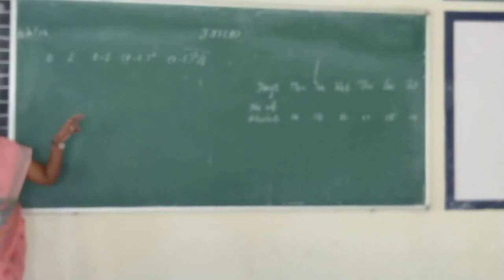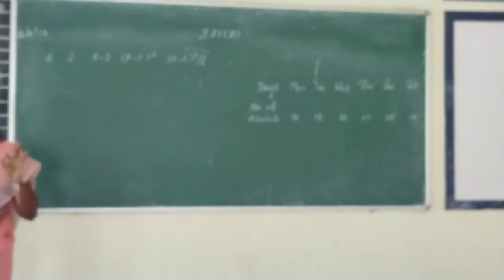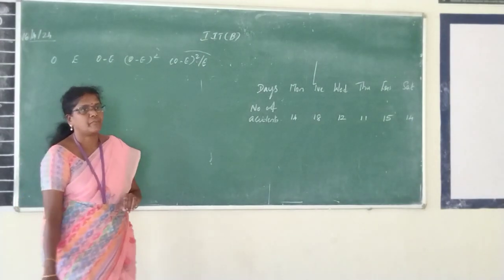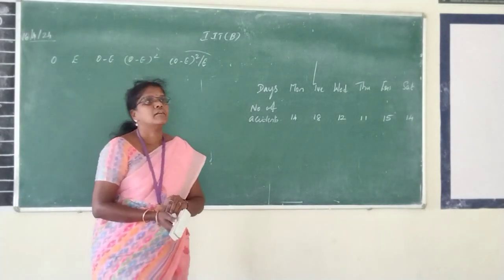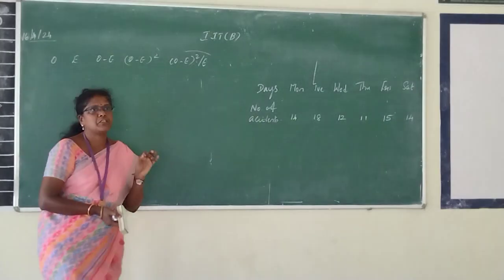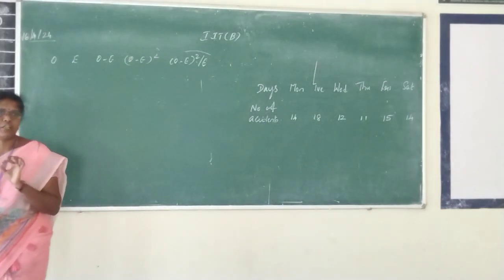So on Monday how many accidents are happening? 14. Tuesday? 18. Saturday? 14. You can understand what the data given is. Now what will be the H0 assumption? What are you supposed to check? You have to check whether the accidents are uniformly distributed.